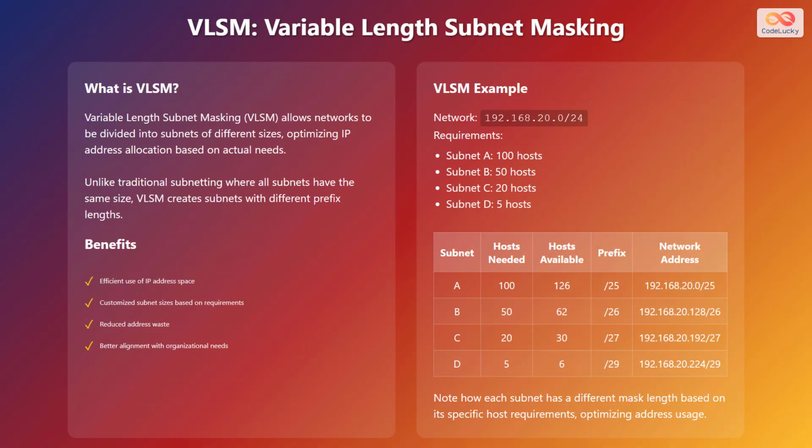Let's discuss variable length subnet masking, also known as VLSM. VLSM allows networks to be divided into subnets of different sizes, optimizing IP address allocation based on the actual needs of each subnet. Unlike traditional subnetting, where all subnets have the same size, VLSM creates subnets with different prefix lengths. This has several benefits. It leads to efficient use of IP address space. It enables customized subnet sizes based on specific requirements. It reduces address waste, and it better aligns with the organization's needs.